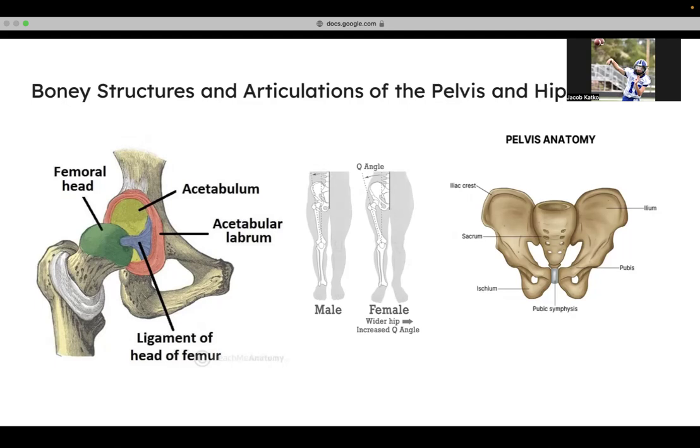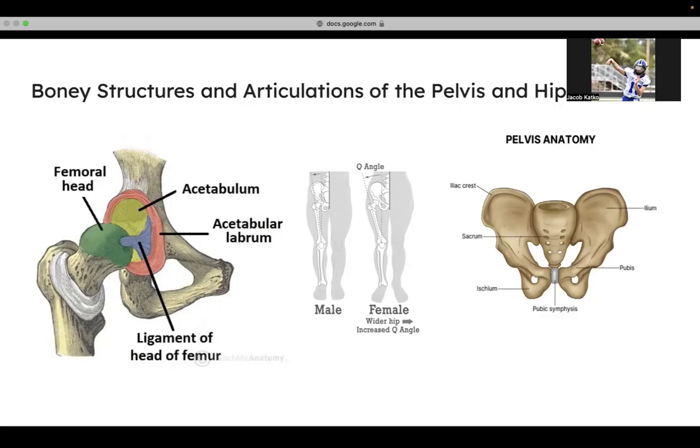The blue image shows the ligament of the head of the femur, which helps with movement and can help with rotation in the hip, internal and external rotation. And then moving on to the Q angle, we see the Q angle for females is actually wider, more at an angle, as you can see, leading to wider hips, which causes an increase in the Q angle.